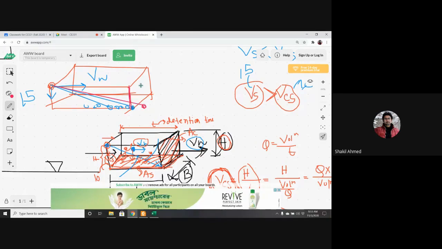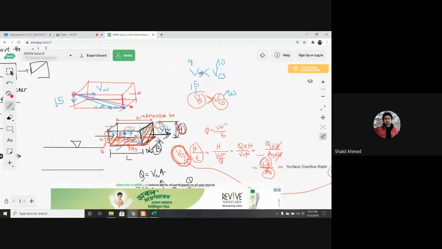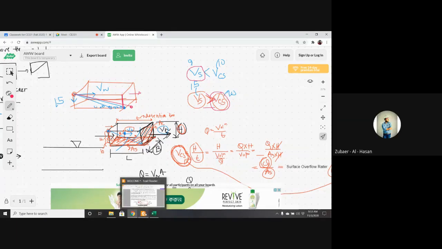তার মানে if you want to remove the particle, then the settling velocity of that particle must be equal to or greater than the critical settling velocity. Is it clear? Yes sir.